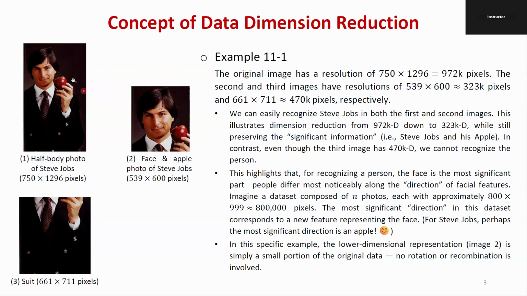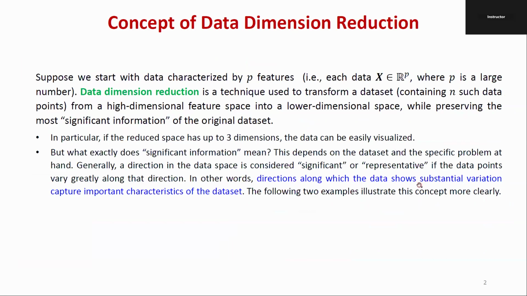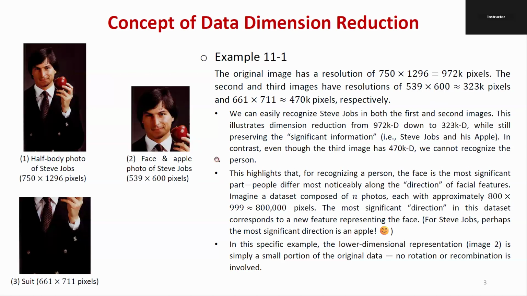I want to see the part of the data which shows significant or substantial variation. And the part for people's half-body pictures is actually what? The face. Here, of course, for Steve Jobs, this specific person, the Apple is another representing feature, but it's really specific to Steve Jobs. For example, if I just hold an Apple, that's nothing. But if Steve Jobs holds an Apple, that's completely another story. Okay, so that is the thing.